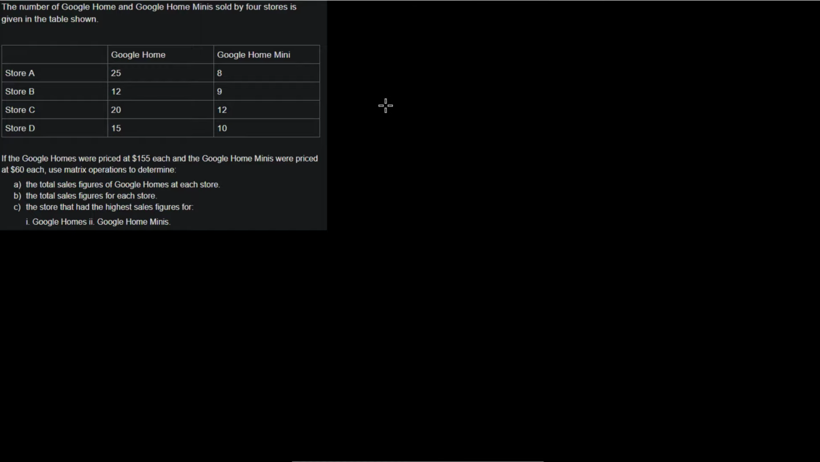Hello and welcome back. We've got another question here with a table, probably something to do with matrices. Let's have a read. The number of Google Home and Google Home Minis sold by 4 stores is given in the table shown. If the Google Homes were priced at $155 each and the Google Home Minis were priced at $60 each, use matrix operations to determine A, the total sales figures of Google Homes at each store.